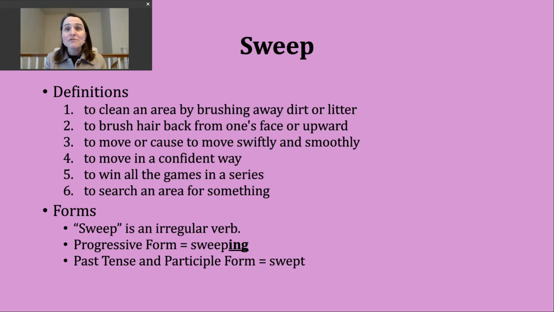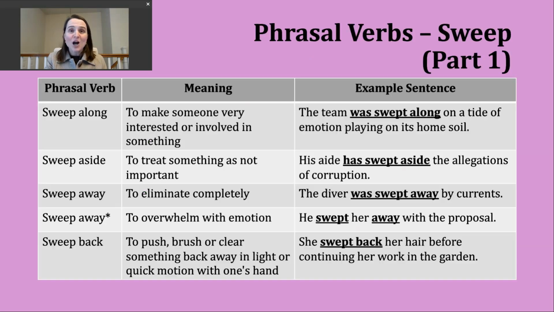Okay? You should know that sweep is an irregular verb. To make the progressive form of this verb, all we need to do is add ing to form sweeping. The past tense and participle forms of this verb have a spelling change. So we're going to spell the past tense and participle form S-W-E-P-T, and we're going to change from a long E to a short E, and this word can be pronounced swept. Swept.